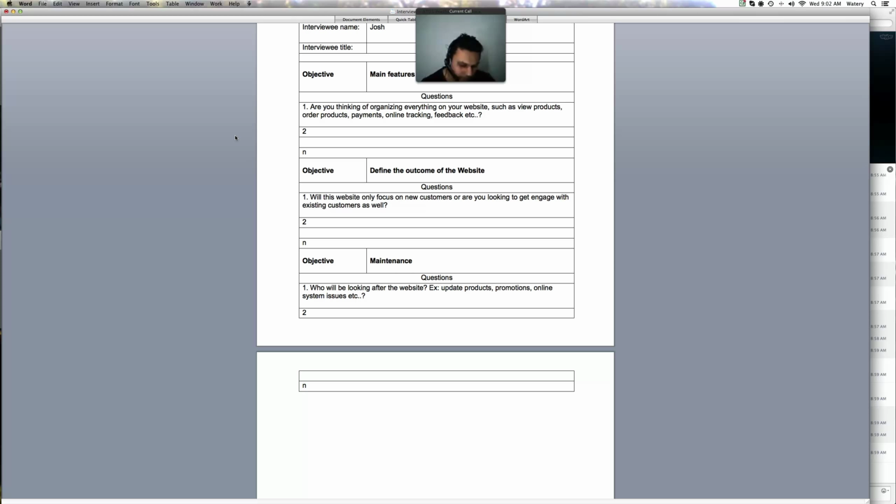Right, that's good enough. Once we build the website, are you only focused on new customers, or are you looking to get engaged with the existing customers as well? Both, the existing ones and the new customers. Okay. I also want to find out about the site maintenance once we build it. Who will be looking after the website? Basically, updating the products, promotions, and online issues if you have technicality problems with the website. Do you already have someone arranged for that?